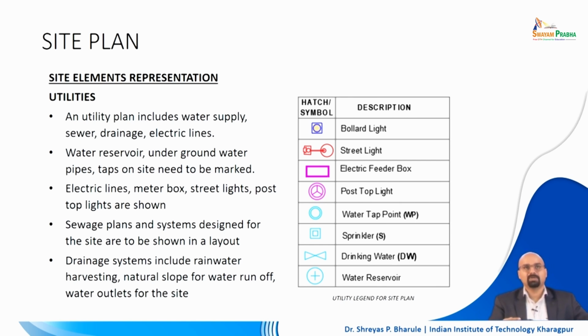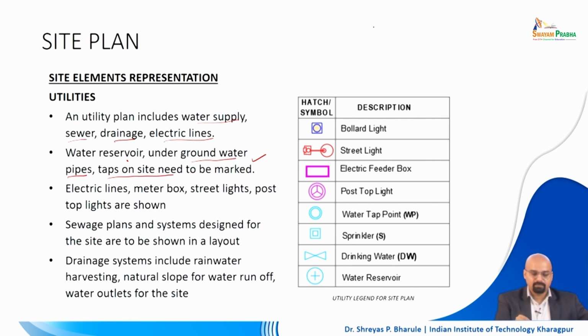Now, what all things are very important? As I mentioned, your water supply, sewer, drainage and electric lines will be mentioned in this particular layout of the site. So, your utilities layout will have all of this information. Your water supply part needs to have the water reservoir, the underground water line which will be proposed in the site, the location of it, where the pipes will go, and where you will have the taps. These are the bare minimum things which are to be represented. Without this, a water supply layout will be considered incomplete.